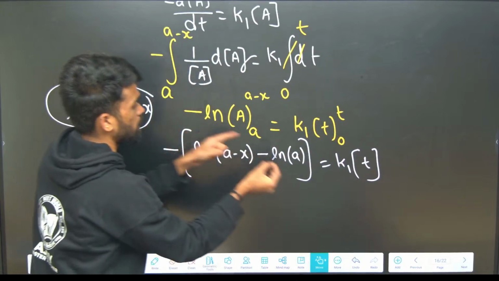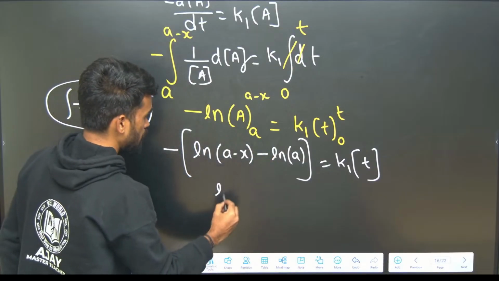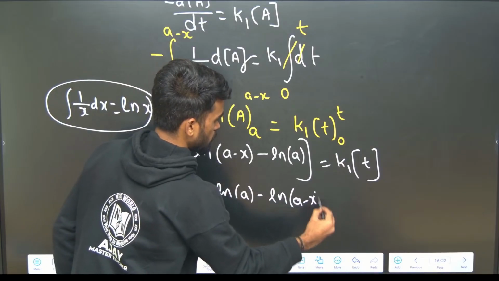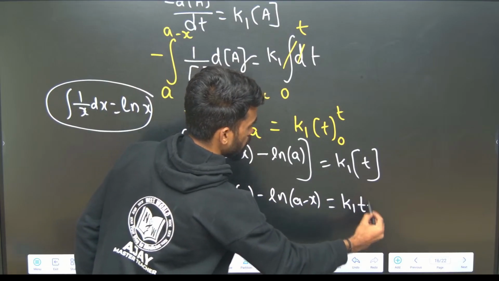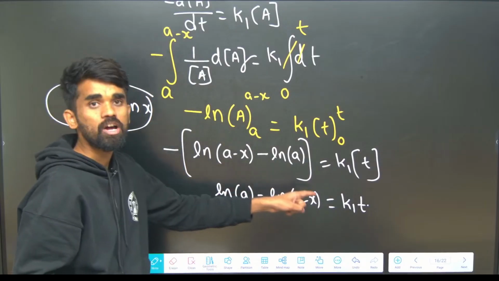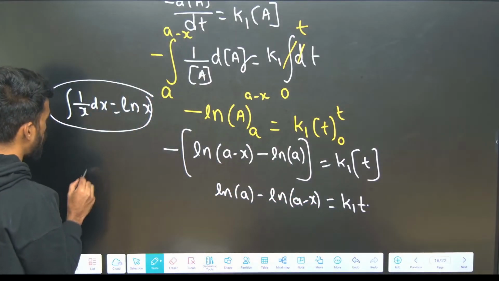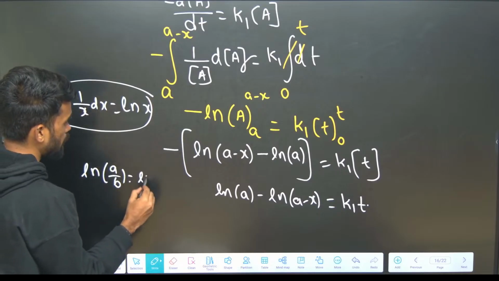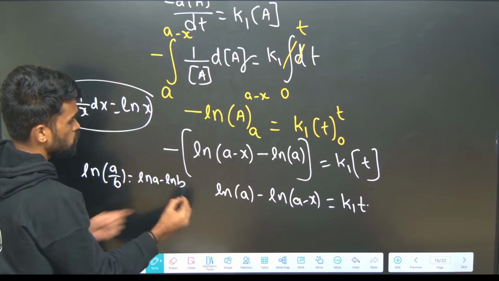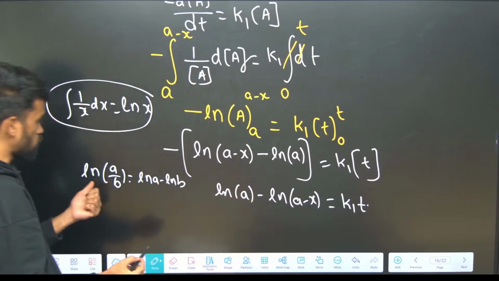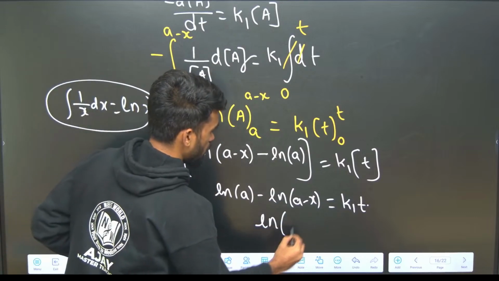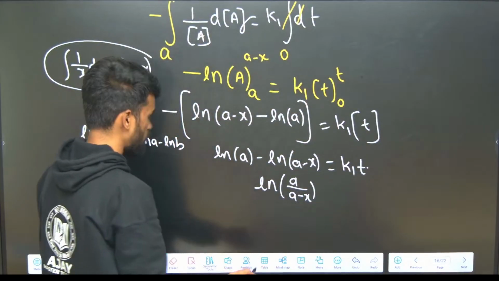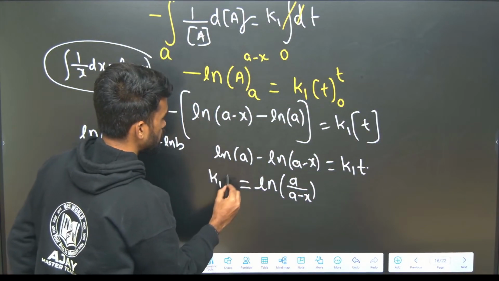So apply the negative sign into this. What happens? ln a minus ln of a minus x is equal to k1 t. Okay, so this is in log a minus log b form now. So you can write ln of a by b equals ln a minus ln b. So I can write ln of a by a minus x is equal to k1 t. Like this you can write.